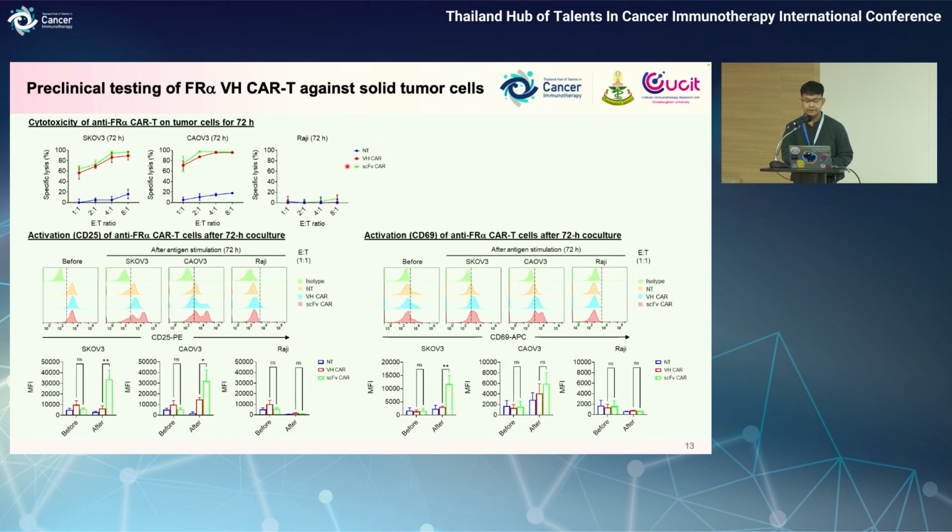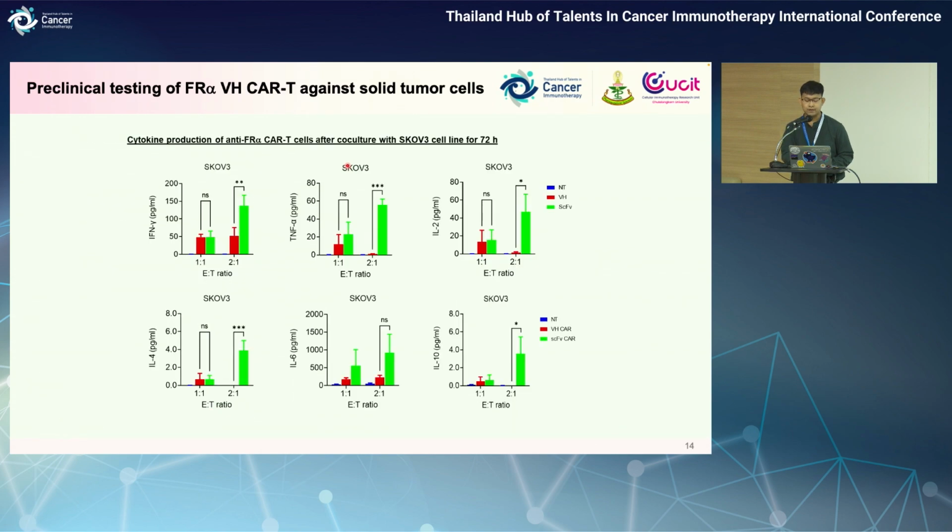scFv CAR shows a significant increase in CD25 and CD69 activation markers compared with VH-derived CAR T cells after co-culture. In addition, scFv CAR T shows higher levels of interferon gamma, TNF alpha, interleukin 2, interleukin 4, and interleukin 10 secretions compared to VH CAR products.